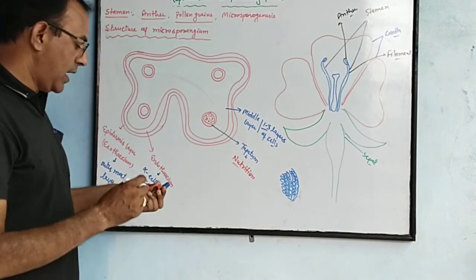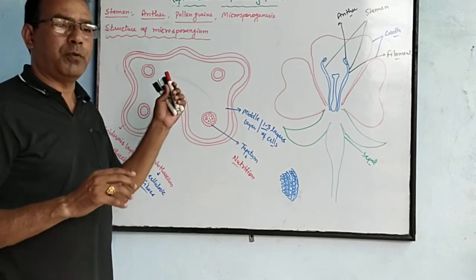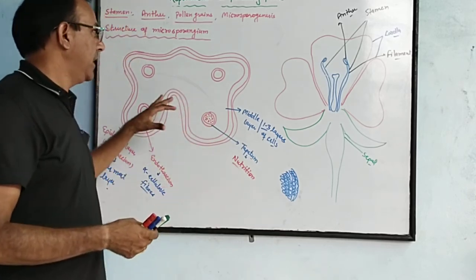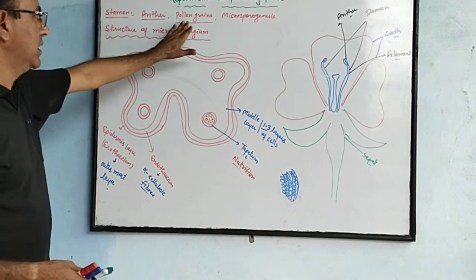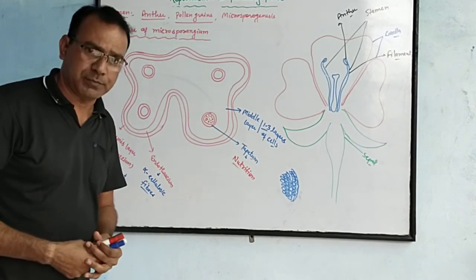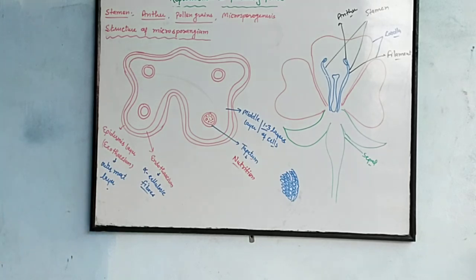Clear? This is the part in which we have discussed the whorl of the flower and what is stamen, anther and filament. In the next part we will discuss pollen grain and microsporangium.